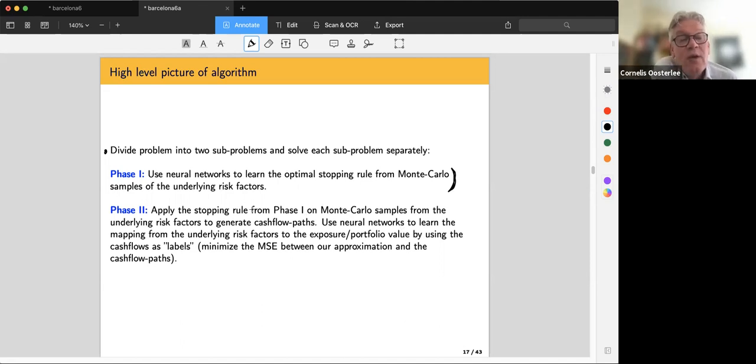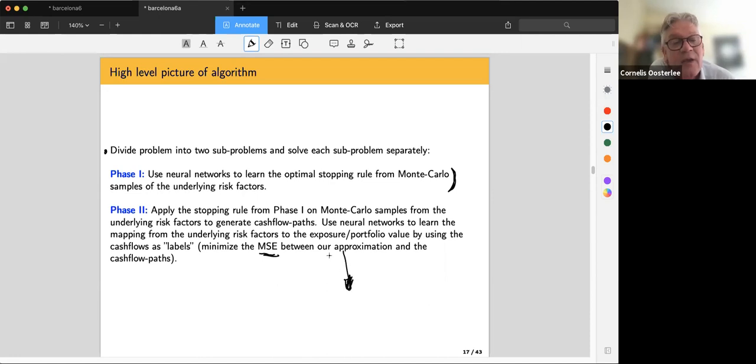And in phase 2, we apply the stopping rule from phase 1 on Monte Carlo samples from the underlying risk factors to generate cash flow paths. And we use neural networks to learn the mapping from the underlying risk factor to the exposure. So the cash flows are labels. We try to minimize the mean square error between our approximation and the cash flow paths. So this is a regression phase.